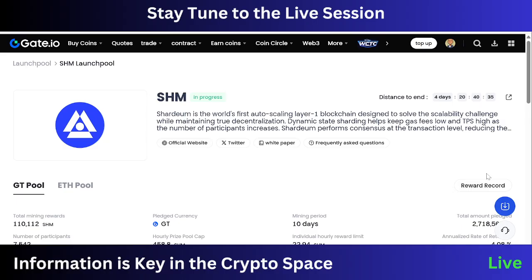We've also been able to look into understanding what Gate.io Launchpool is, how to participate in it, what the requirements are, and we've also looked into what the Gate.io holders airdrop is and how to participate in it.